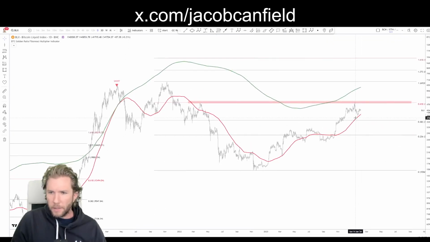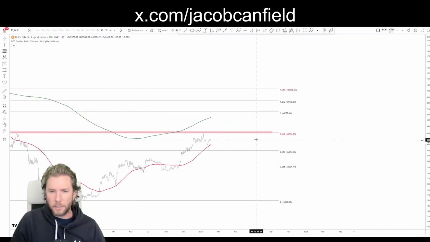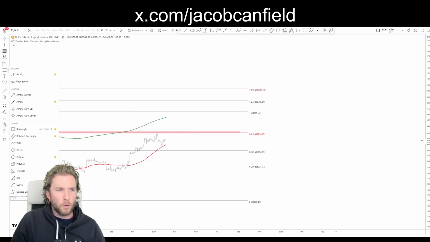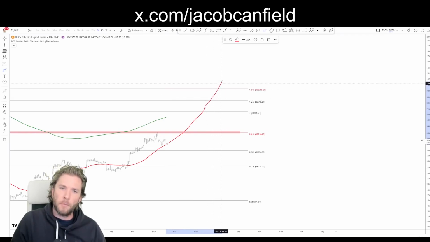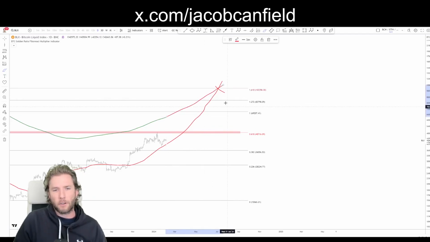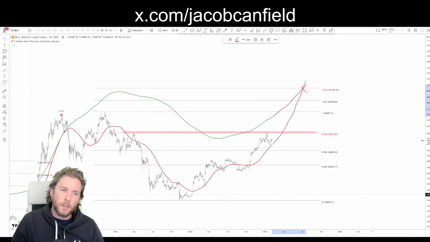So now that we've got that, what we want to look for is when this red line, this 111, crosses up and through our green one, okay? So my theory is that we actually come up and we test this 1618. So this one's going to keep going up like this, and then we eventually get that cross. So that's what I think this is going to look like.